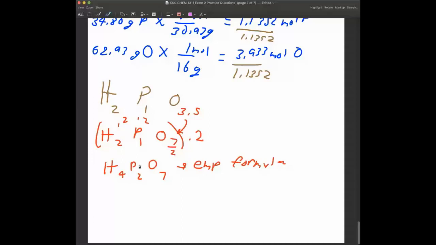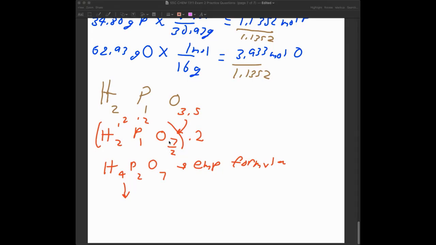Sure, the H is 4 and P is 2. They're divisible by 2, but O is 7. We can't divide by 2. Yeah. So when we have an empirical formula, what can we find? When we add the masses, what do we find? Is it the empirical formula mass or is it the molar mass? Empirical formula mass, yeah.